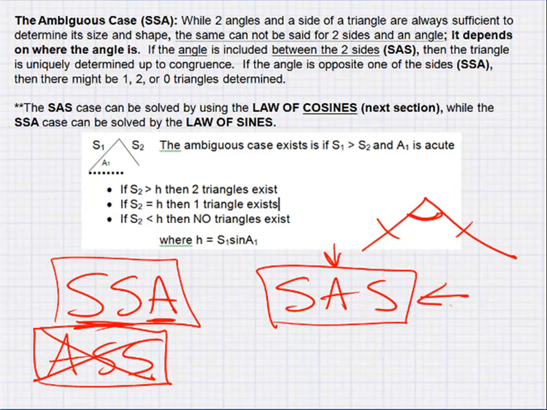This is not law of sines. We cannot apply law of sines to this situation. That situation would be law of cosines. But this other situation is a law of sines problem. However, it's an ambiguous case of law of sines, in that it's a little bit trickier.